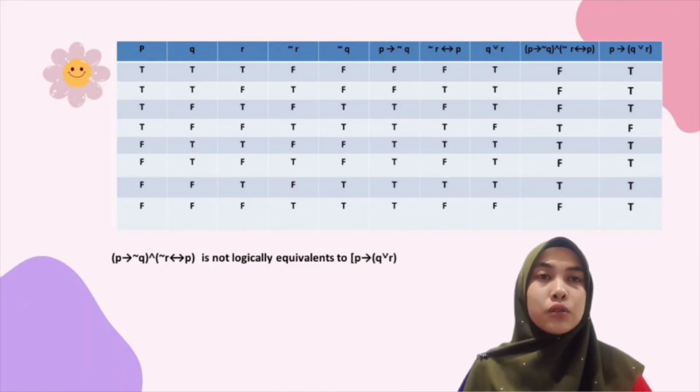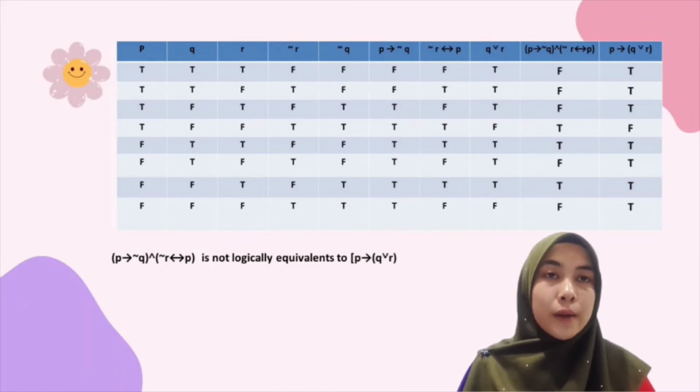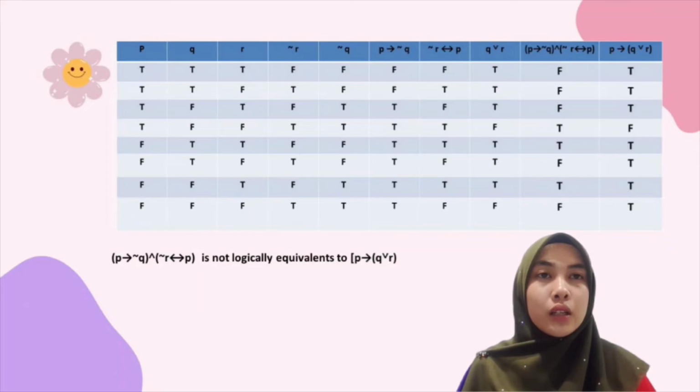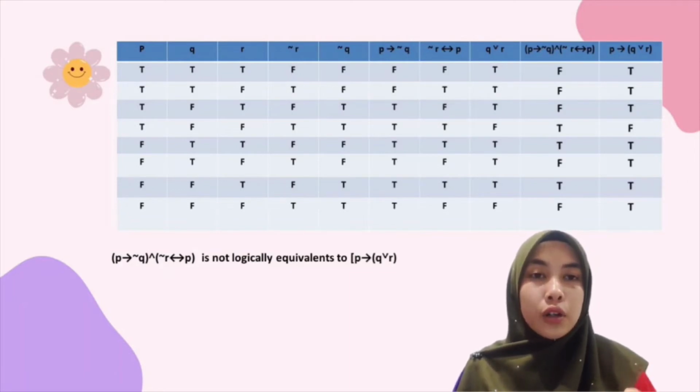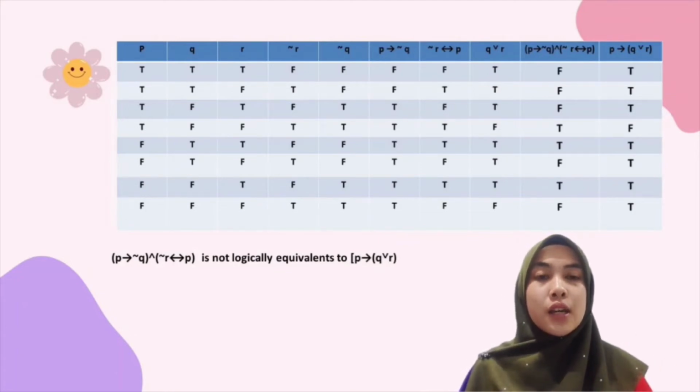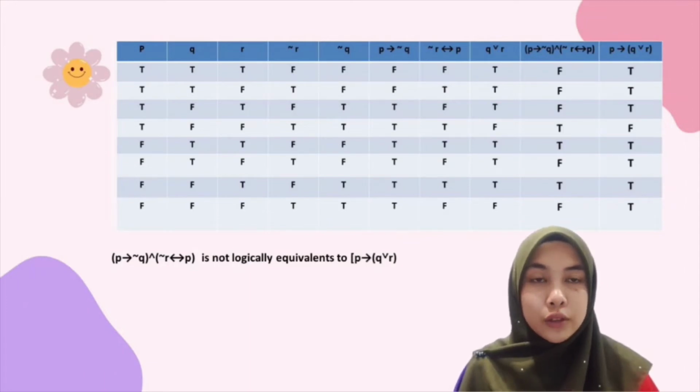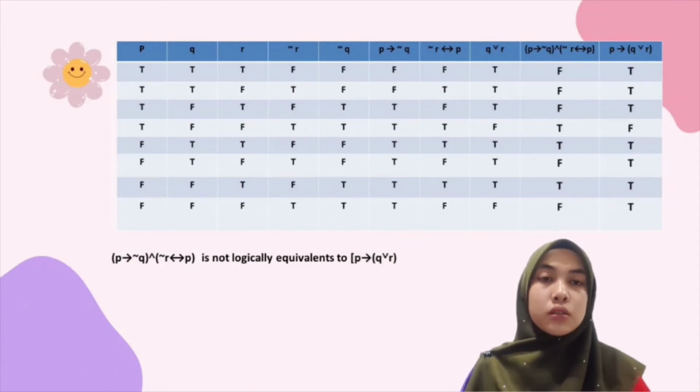Okay, we go to the next one, which is Q or R. First things first, we need to identify the variables; the variables are Q and R, and it uses OR. So the rule of OR is that we need two falses for the result to be false. What I mean is, if we get just one true in the question, then the final result will be true.